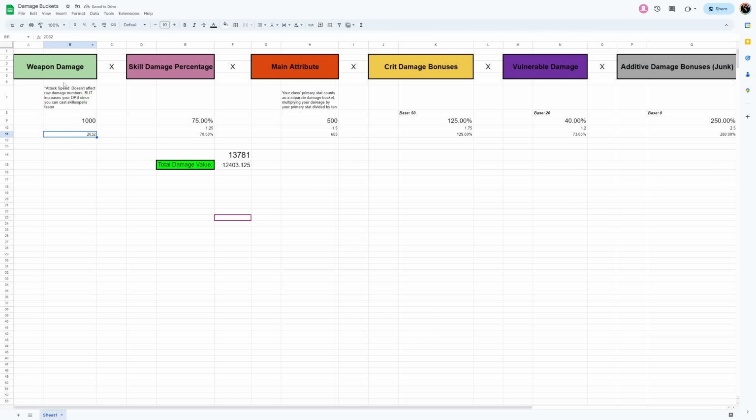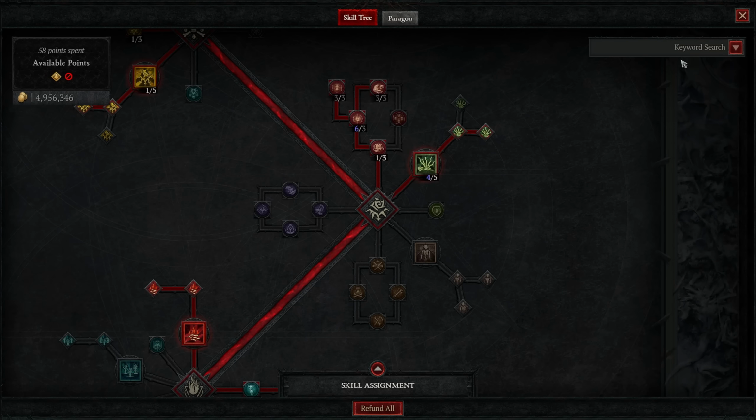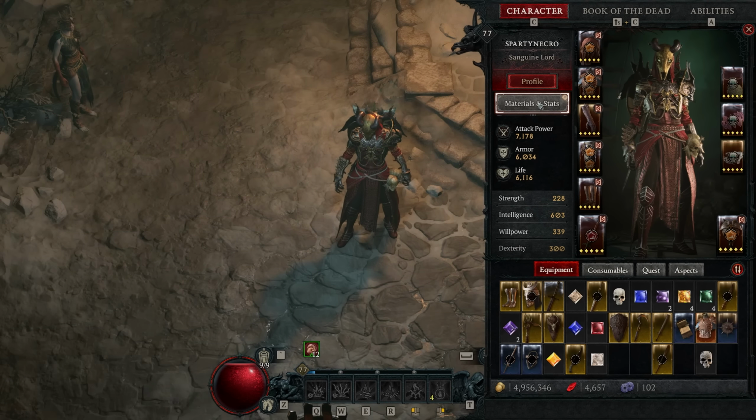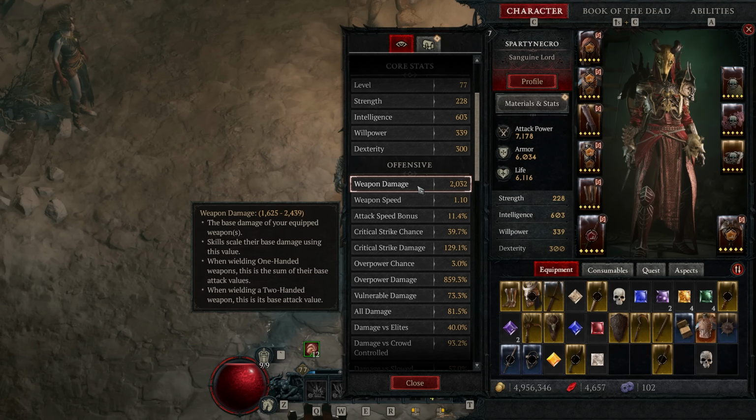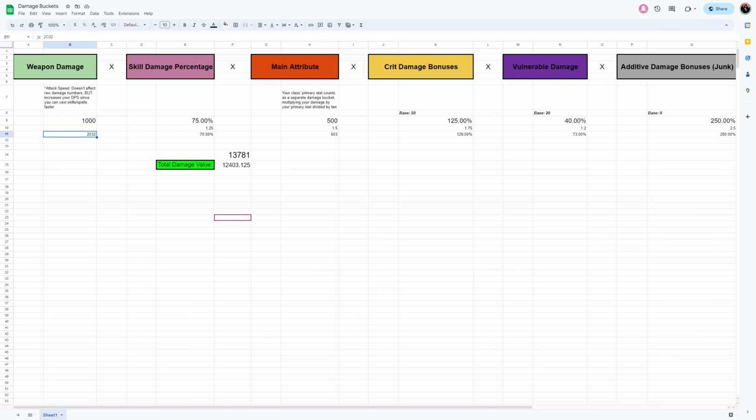So we have weapon damage, 2032. Jump into my game, go to my character, go to materials and stats, weapon damage, 2032. Boom, there we go. We'll go back to our spreadsheet. Well, I have skill damage percentage. I already know that my corpse explosion does 70%, so we've got that right here.